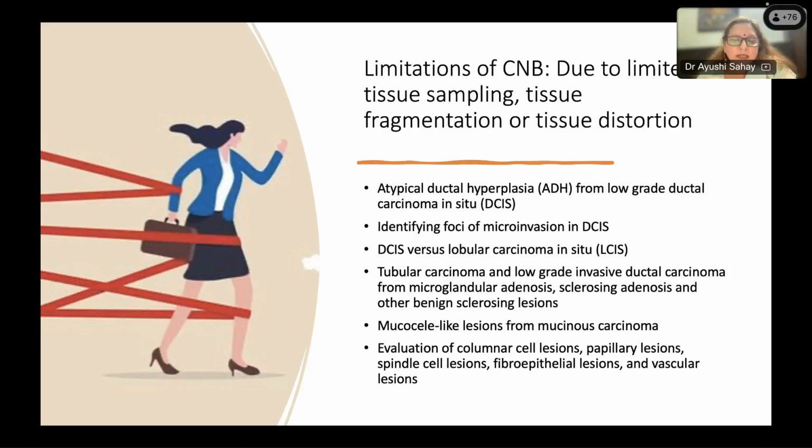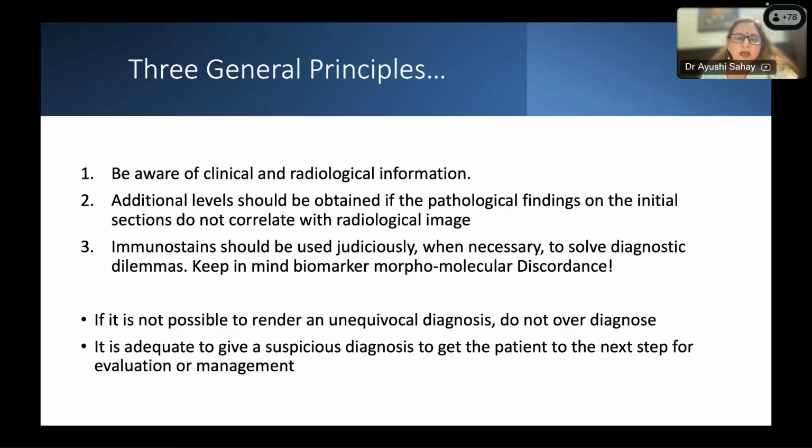sclerosing adenosis, basically other sclerosing benign lesions, mucocele-like lesions from mucinous carcinoma, and evaluation of screen-detected abnormalities like columnar cell lesions, papillary lesions, spindle cell lesions, fibroepithelial lesions, vascular lesions. These, because of the limitation of tissue and tissue fragmentation, can be problems in knowing how to interpret. So we will try to cover these entities today, so that we can learn the approach of how to interpret them on core needle biopsy.